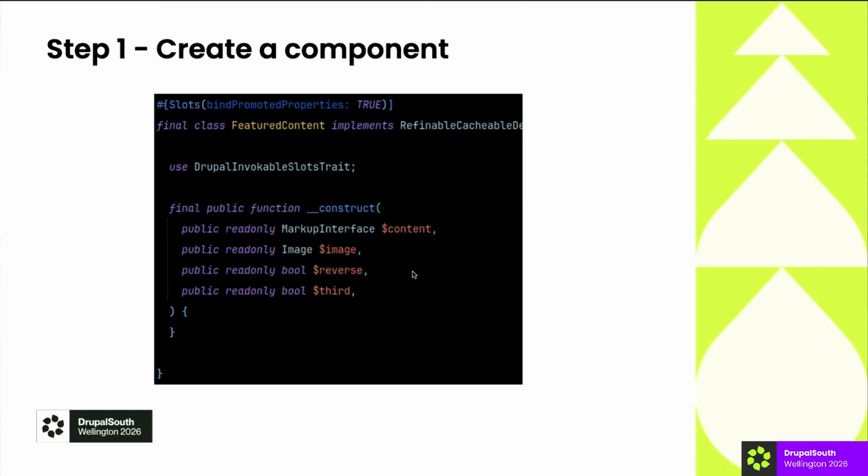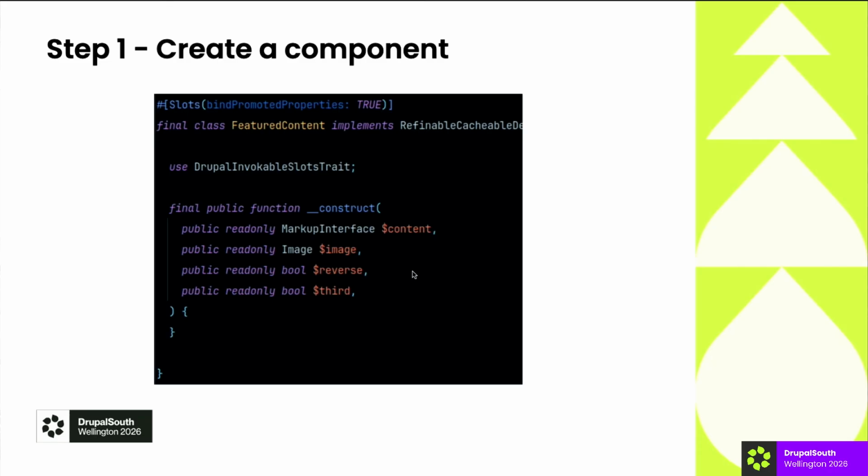So slots can be anything. In this case, we've got some content, which is a markup object. We've got an image, which is another Pinto object called an image. And then we've got 2 booleans for those 2 control variables, which control where the image sits and how wide the image is as well.